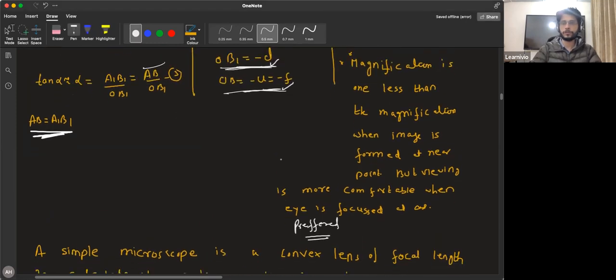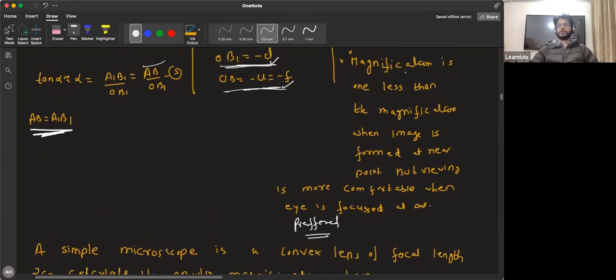Yes. This is a conceptual question. See, although the magnification at infinity is less than the one when your final image is at least distance, we still prefer the case when your final image is at infinity, because the eyes are more relaxed when you see an image which is at infinity. It's a conceptual question.